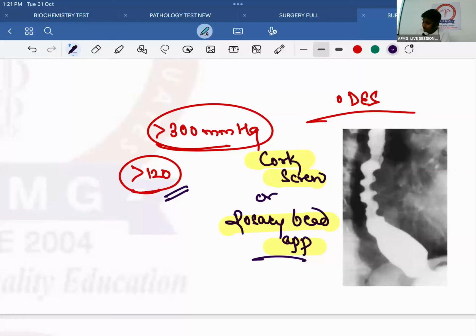Sorry. Just a minute. ठीक है. No issues with this. Anybody?